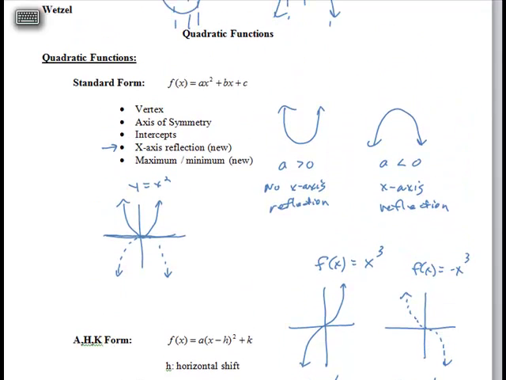So we know, going back to parabolas, if it opens up, or in other words, if there is no x-axis reflection, that vertex is going to be the minimum point on the graph. If it opens down, or if there is an x-axis reflection, that vertex is going to be the maximum point on the graph. So if that's what you're asked to find, a maximum or minimum point, it's just another way of asking you to find the vertex.